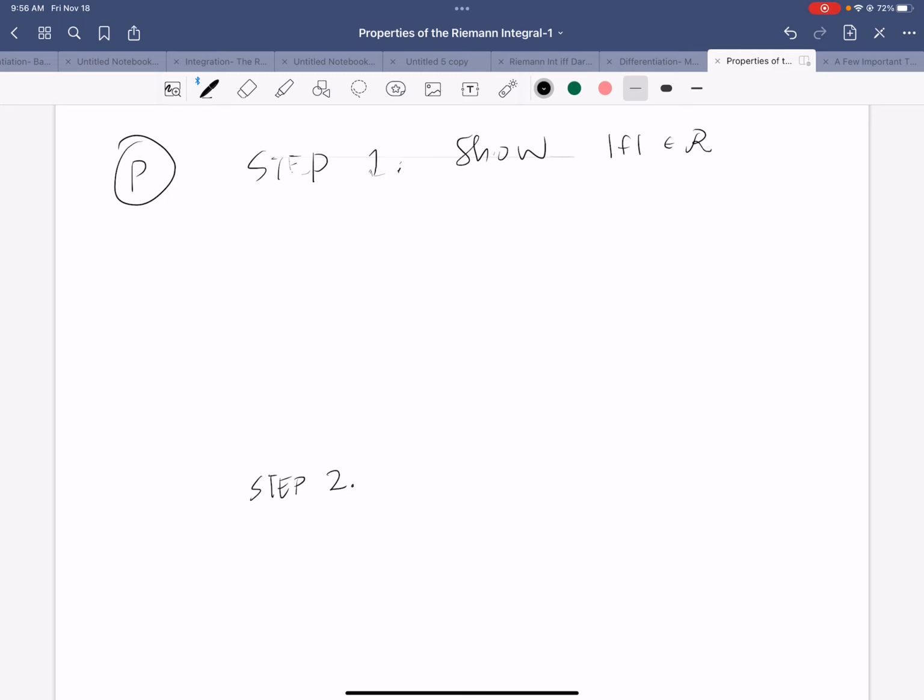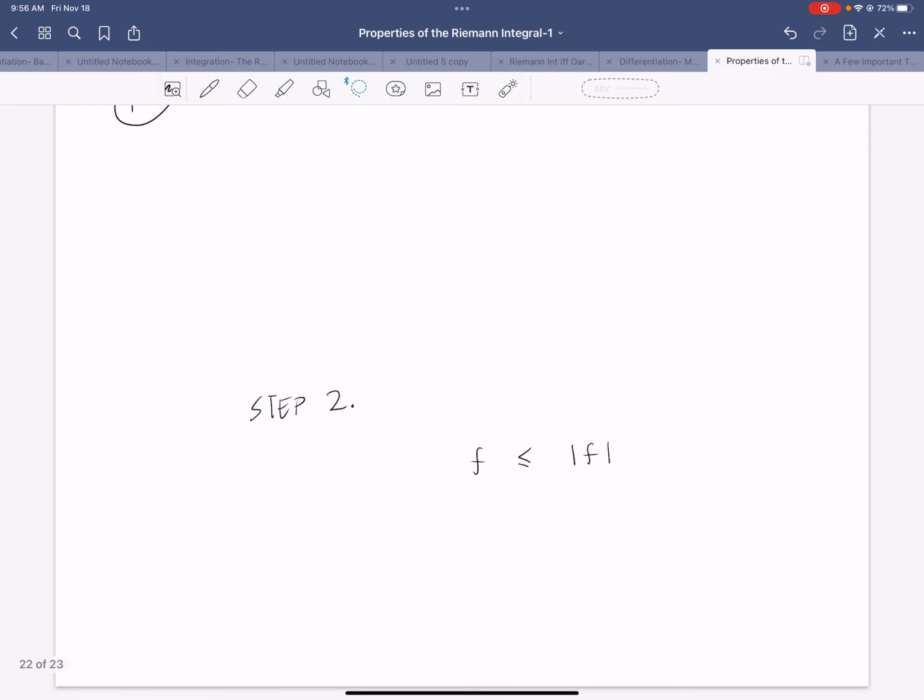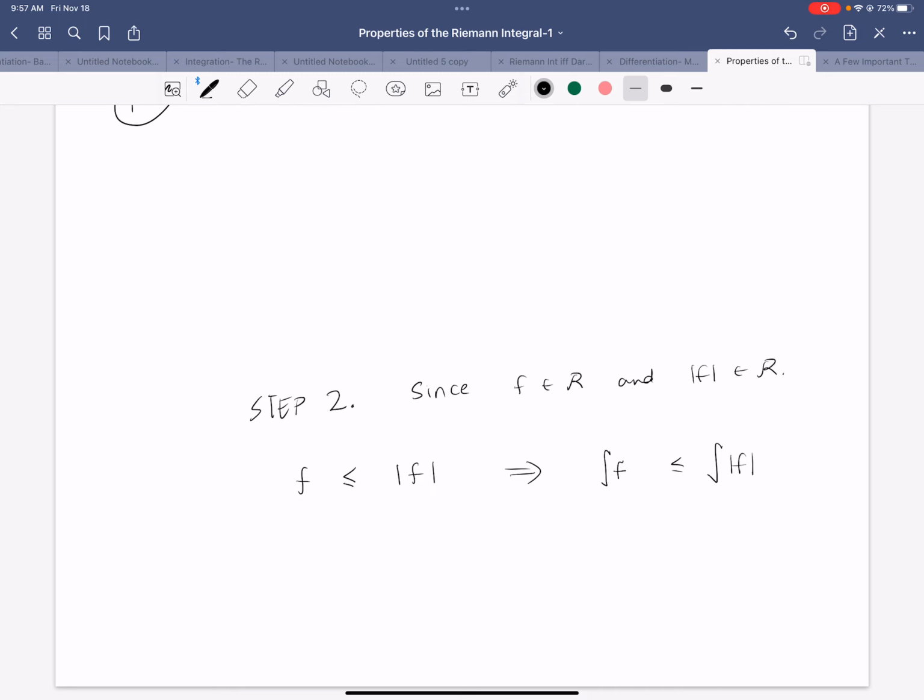And then step 2, once we know that the absolute value of f is integrable, then f is always going to be less than or equal to the absolute value of f, right? And that implies that the integral of f is less than or equal to the integral of the absolute value of f. So since f is Riemann integrable and the absolute value of f is Riemann integrable, we can apply the last theorem.